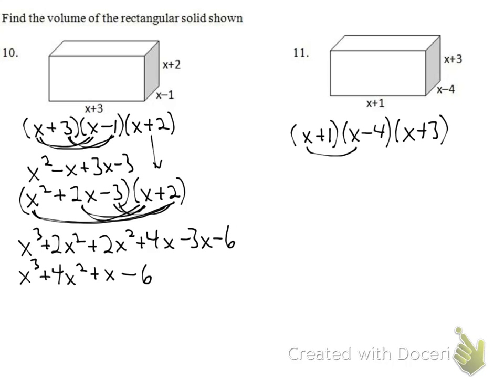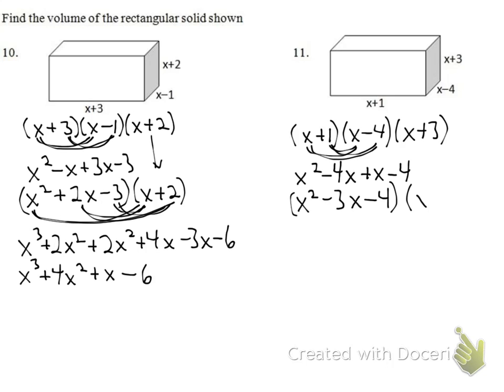I'm going to multiply the first two together. I get x squared minus 4x, then plus x minus 4. This combines to be x squared minus 3x minus 4. I bring down the x plus 3.